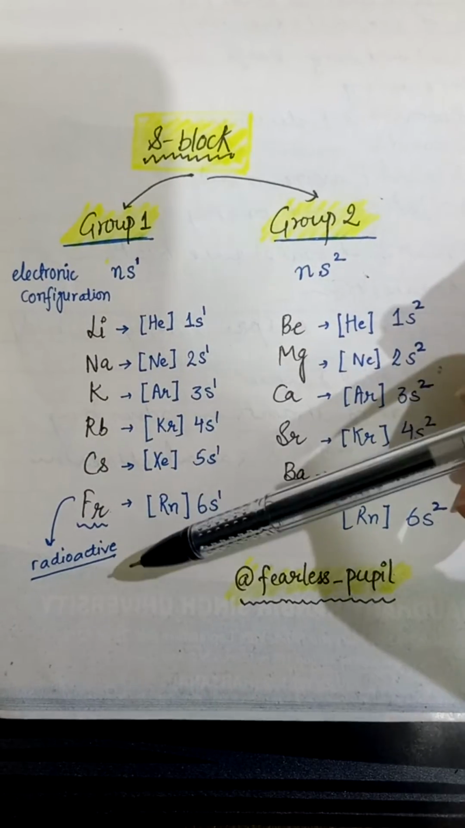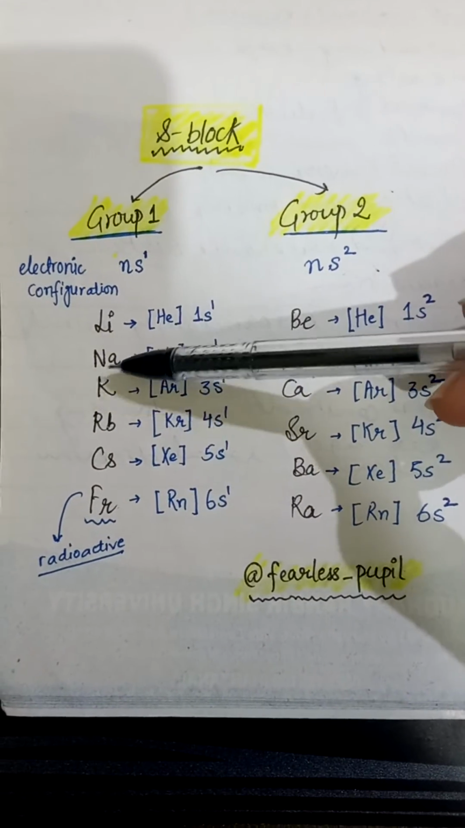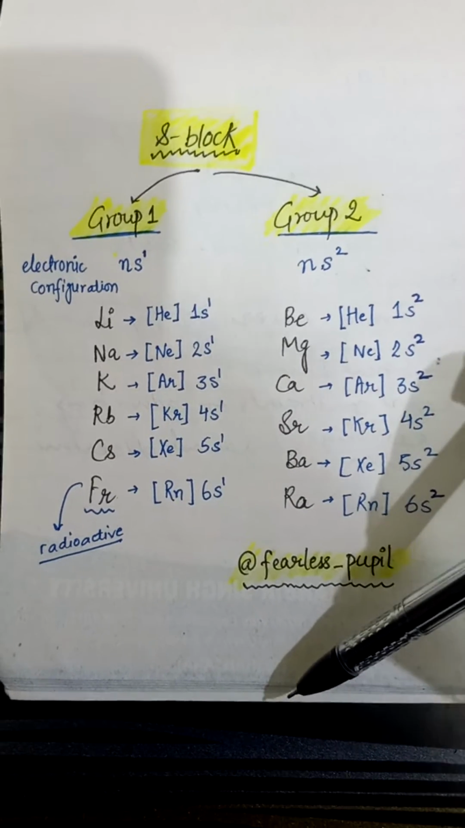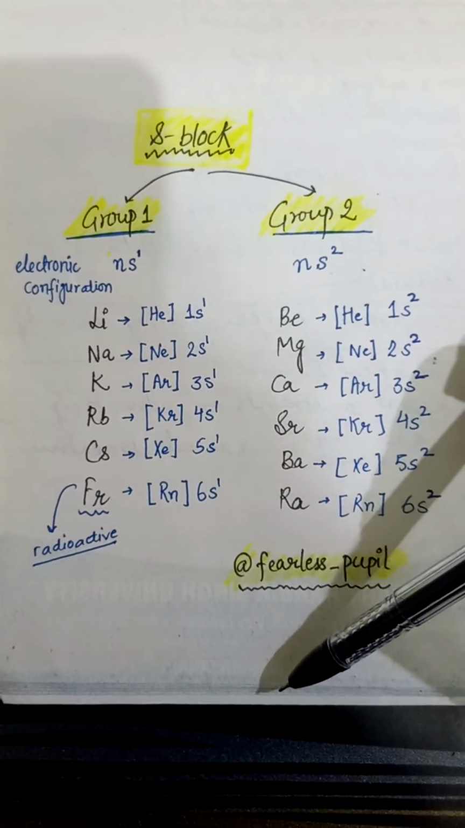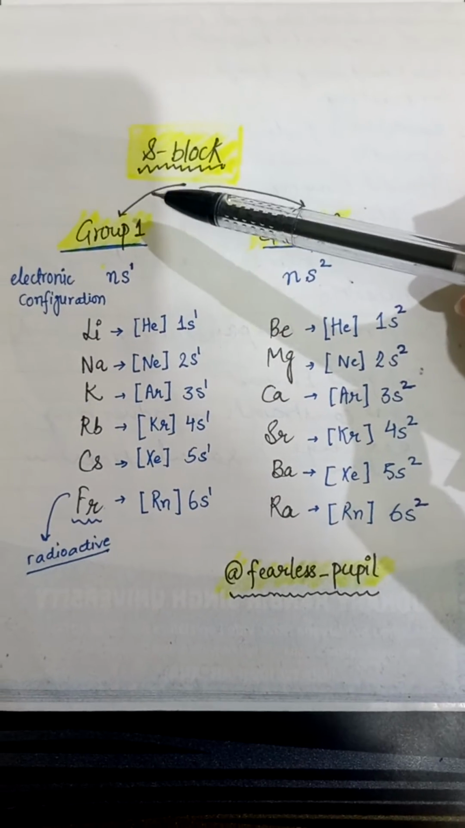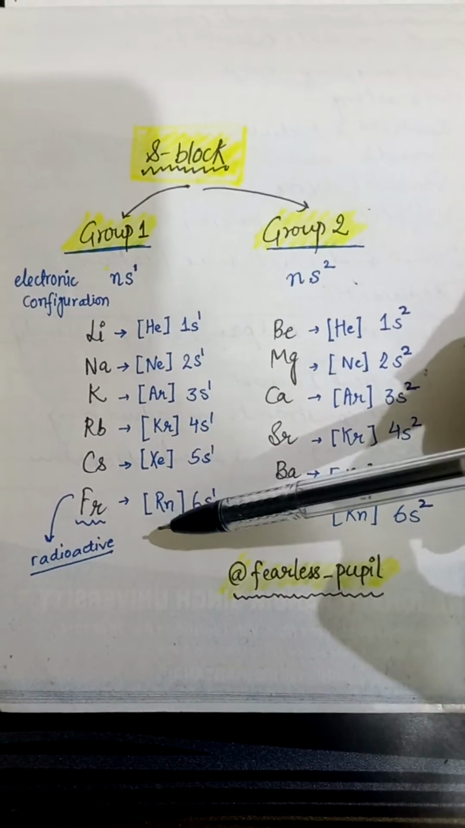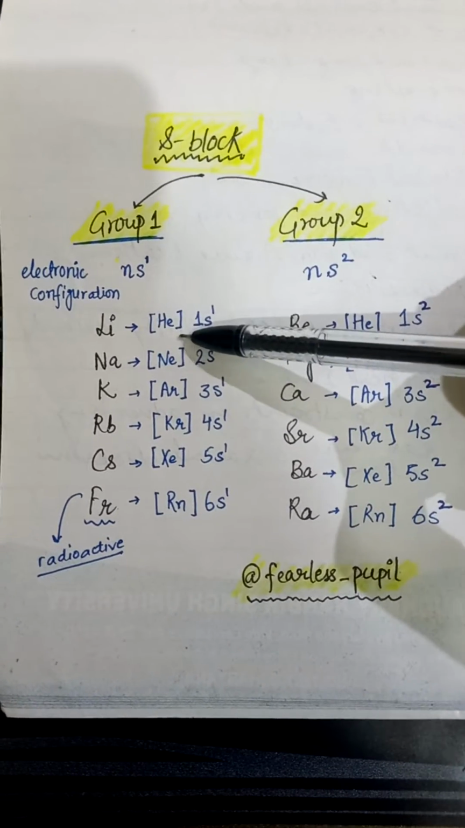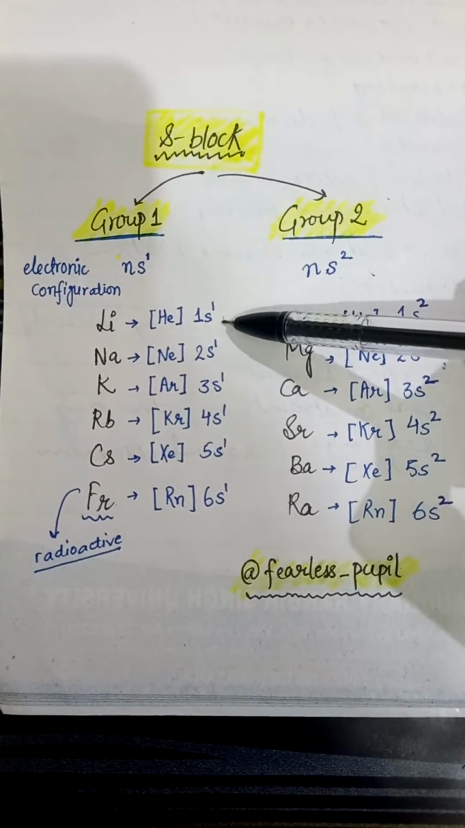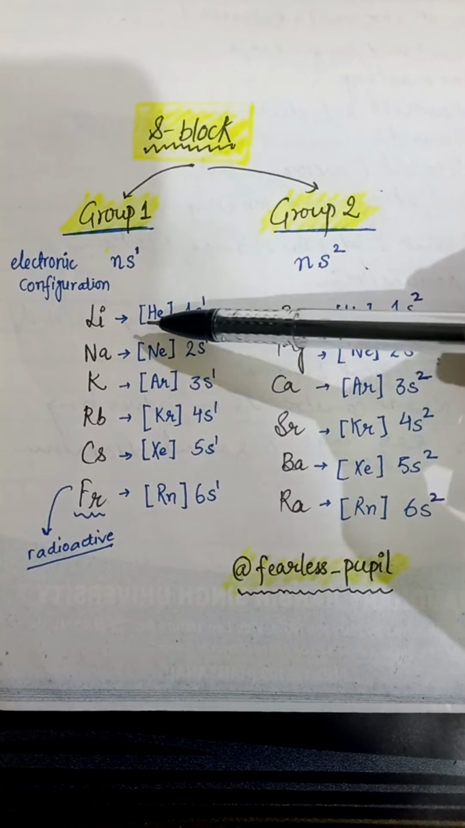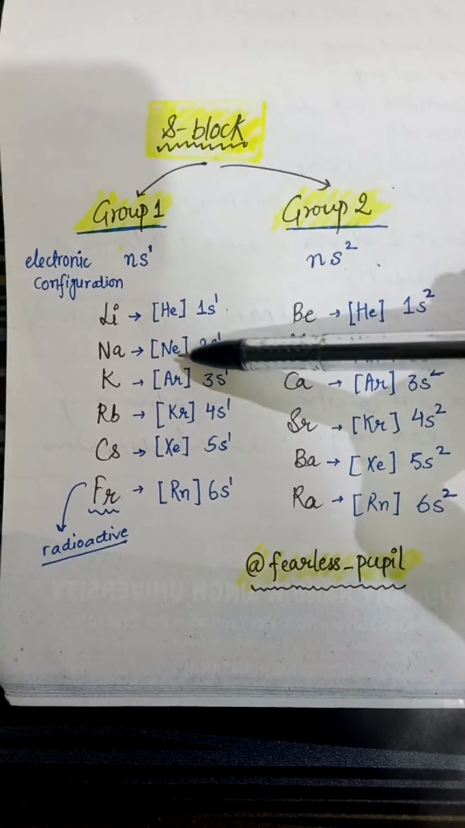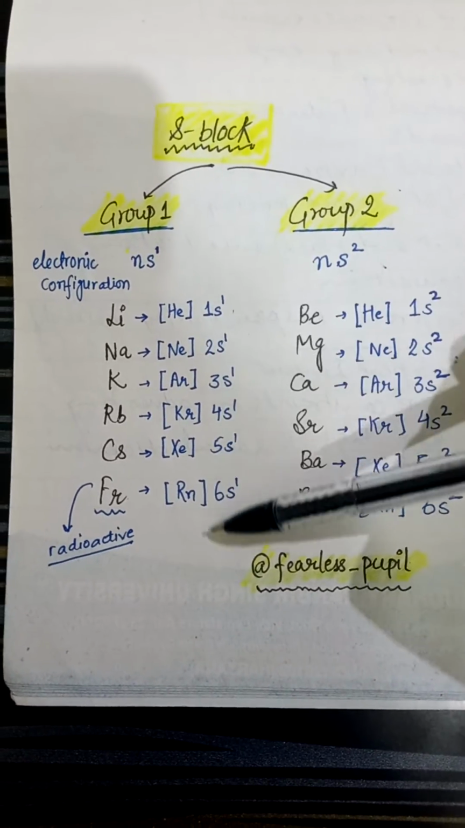The elements of group 1 are lithium, sodium, potassium, rubidium, caesium, francium, in which francium is radioactive. The general electronic configuration is given here. That is, the first inert configuration is given, then the general one. And it is like helium 1s1, here neon 2s1, and so on.